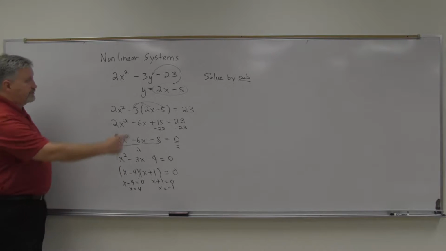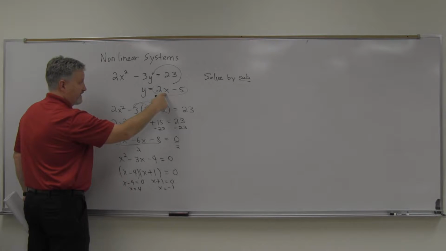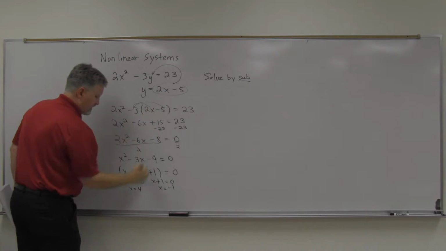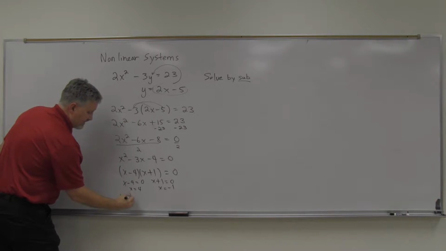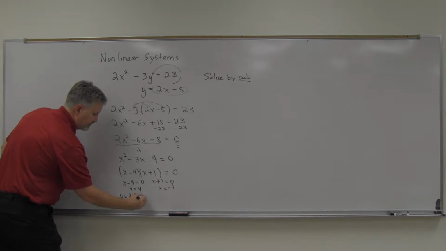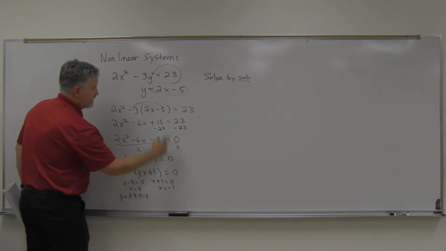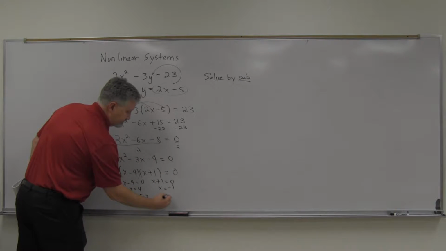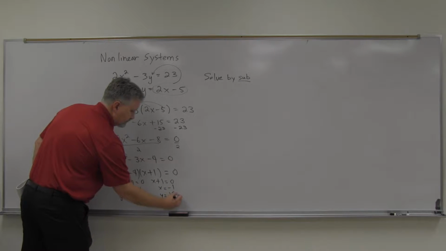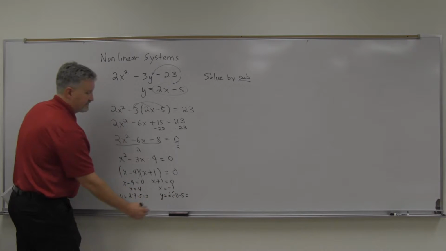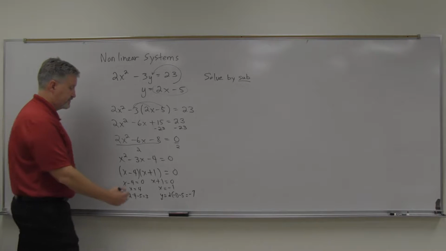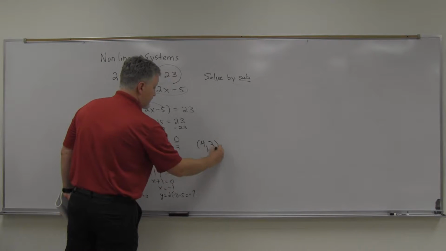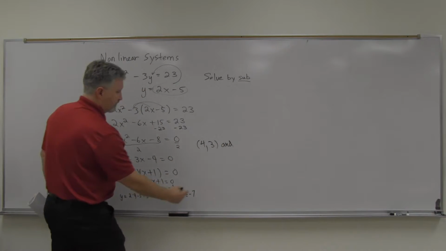Now, in this particular case, you would want, obviously, to go back to this one to figure out what y is. So y is 2x minus 5, so here we'd have y equals 2 times 4 minus 5, which would be 8 minus 5, which is 3. And then the x is negative 1 to figure out the other one. It's negative 2 minus 5, so that's negative 7. So yeah, here's another one where we have two solutions. We've got 4, 3, and negative 1, negative 7.